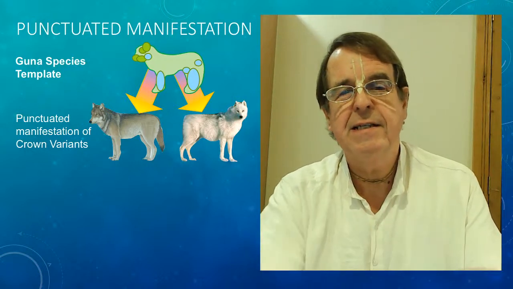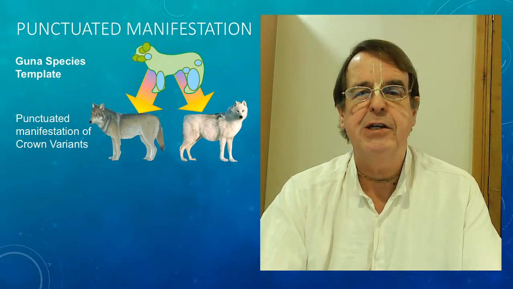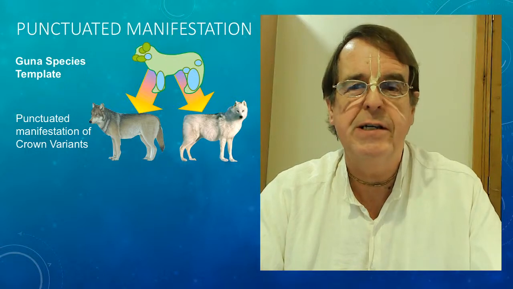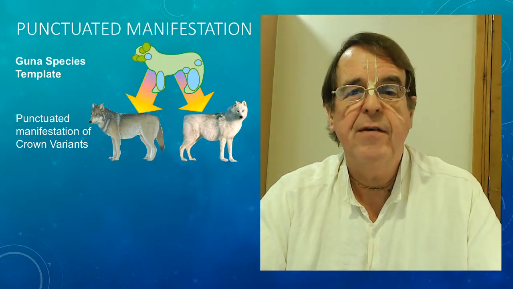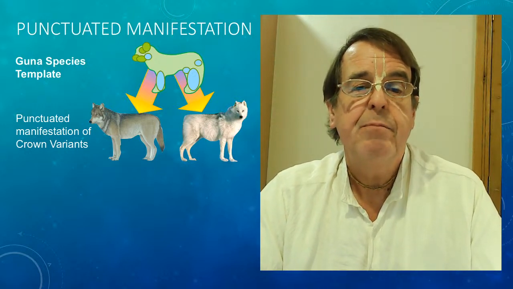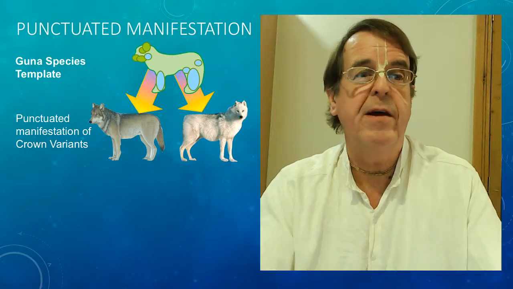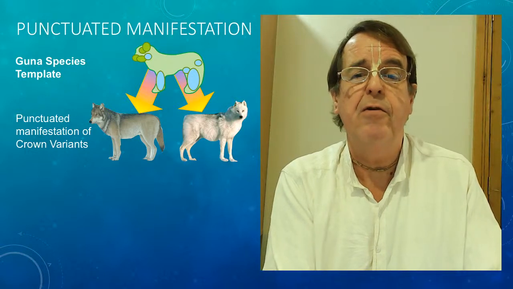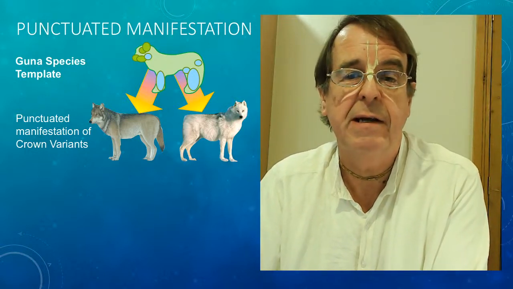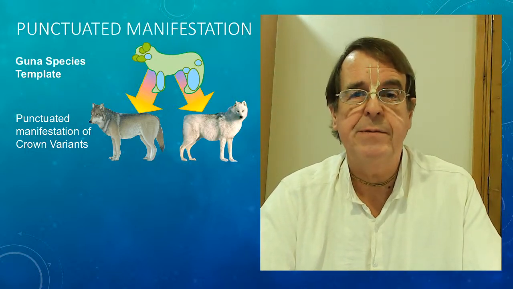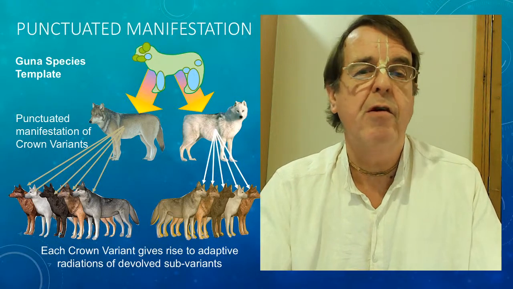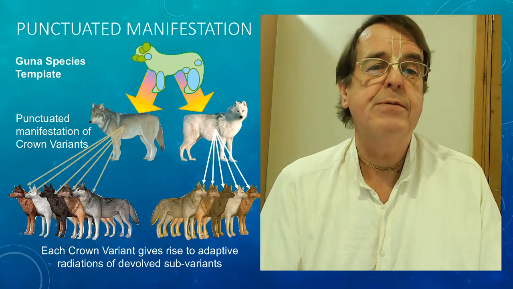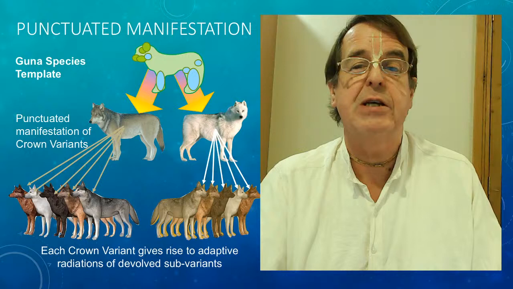So I kind of favor this version of the punctuated manifestation, i.e. of crown variants. Now, crown variants are still produced from the same GUNA-DATA stock of the species template. So the variants, therefore, in our terms, would be a single species type. But from the moment of their manifestation, they may have different features within their variant template. And they may exhibit different forms, different behavior, different personality, maybe different psychology. And each of these crown variants can then be developed in the same way we talked about earlier, that each crown variant will give rise to adaptive radiations of perhaps many devolved subvariants. And perhaps any of these subvariants can themselves become even more specialized into sub-subvariants.